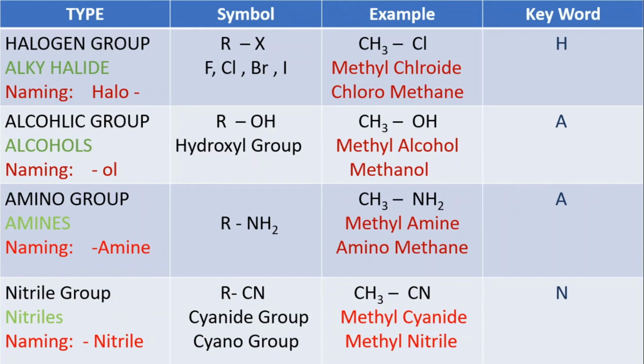The fourth functional group is nitrile group, CN group. We also call them cyanide group or cyano group. Whenever an alkyl group gets attached with a cyanide group, the compounds produced are called cyanides or alkyl cyanides or simply nitriles or alkyl nitriles. Their name is relatively simple. They may be called methyl cyanide or methyl nitrile. The keyword to remember them is N.